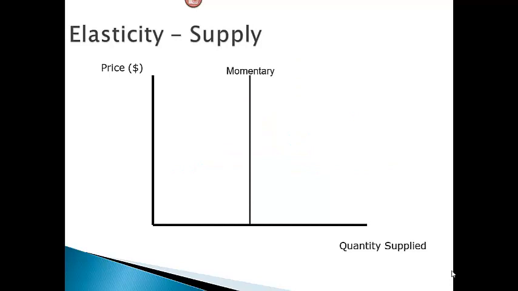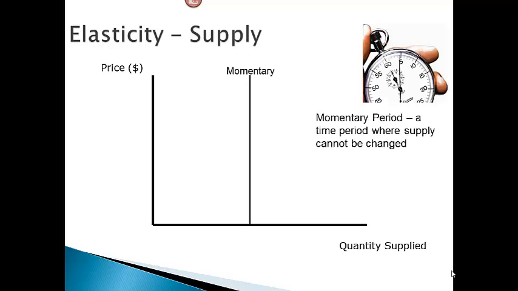So at any particular time, supply is generally completely inelastic, the momentary period. A good example of this is Christchurch, where the supply of buildings was unable to increase. In a momentary period you can't increase the supply, and it took a couple of years in Christchurch before they could start building any new buildings.